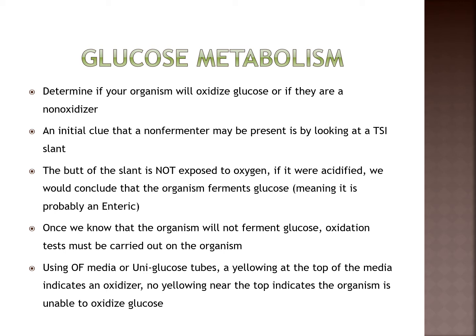An initial clue that you're dealing with a non-fermenter is by looking at the TSI. The TSI will have good growth, but it'll be alkaline over alkaline. The butt of the slant is not exposed to oxygen, and if it were acidified, it would actually be an indicator of a glucose fermenter. Because the butt of the slant stays red, we know that we're dealing with a non-fermenter because it doesn't utilize glucose, doesn't ferment glucose.